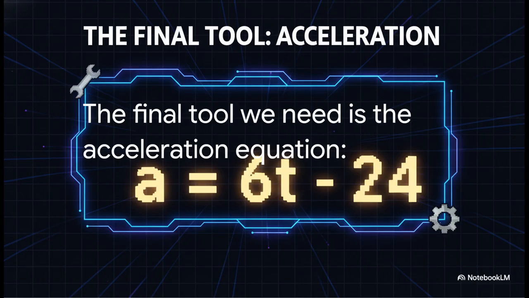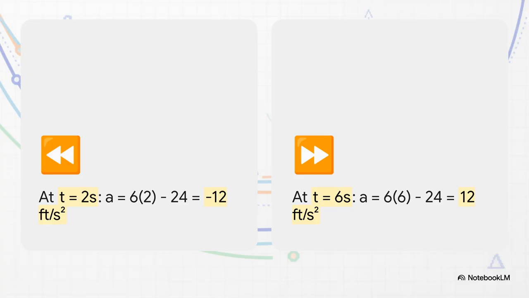With this in hand, we can now calculate the particle's acceleration at any time we want, especially at those 2 moments it was stopped. All right, let's plug in our 2 times. At 2 seconds, the acceleration is negative 12 feet per second squared. That negative sign is key. It means it's being pushed in the negative direction. But then, at 6 seconds, we get a positive 12 feet per second squared. It's now being pushed in the positive direction. And check that out, it's the exact same amount of acceleration, just in opposite directions.